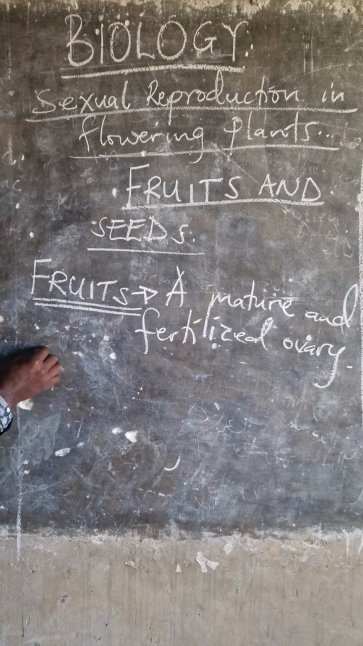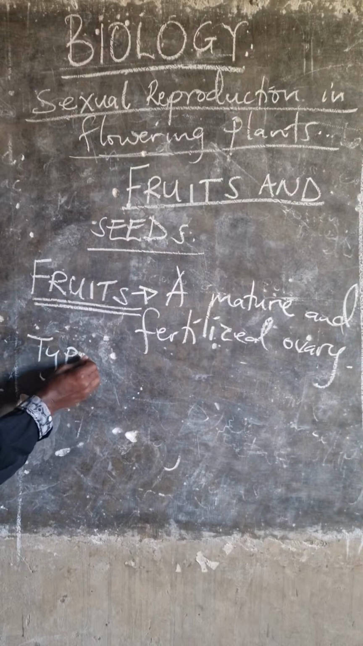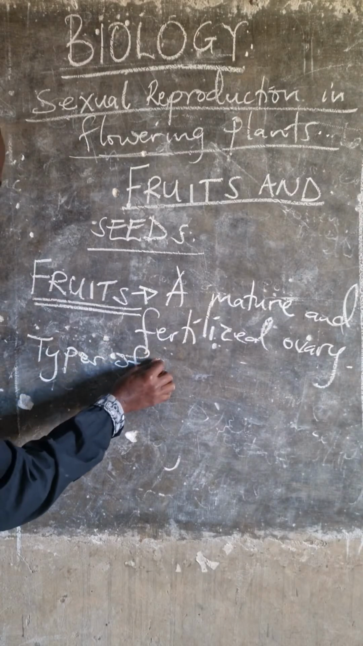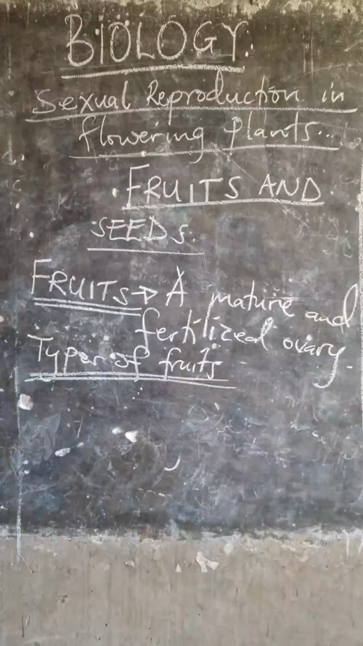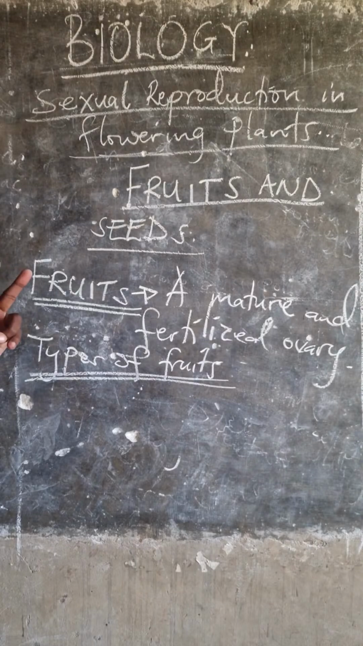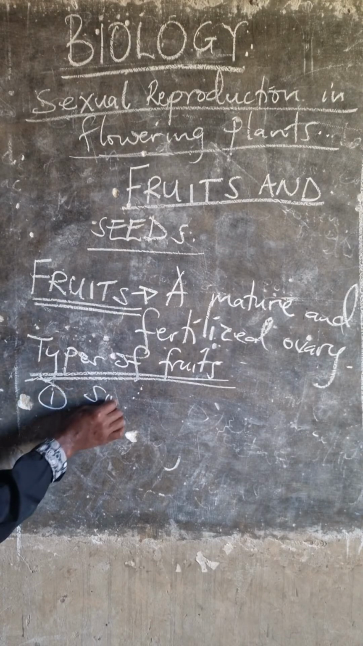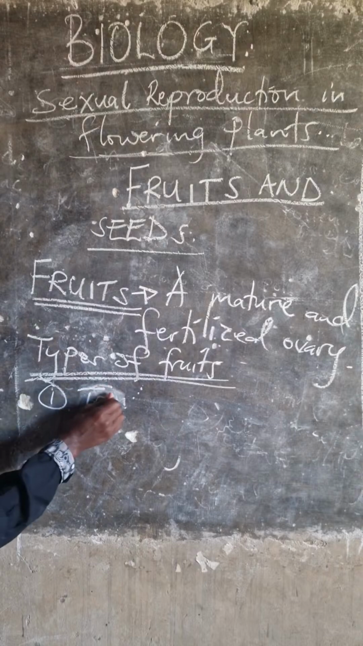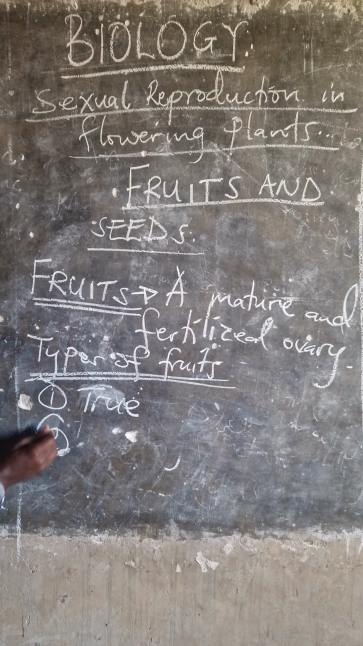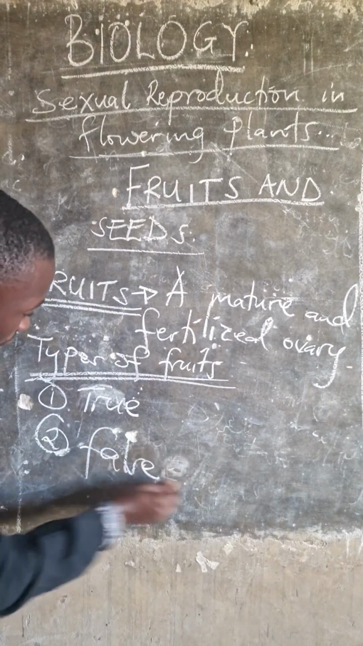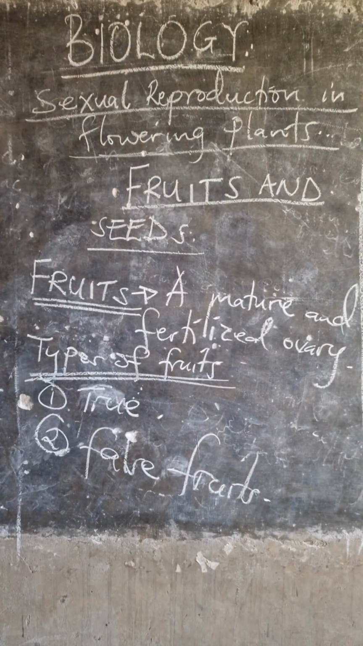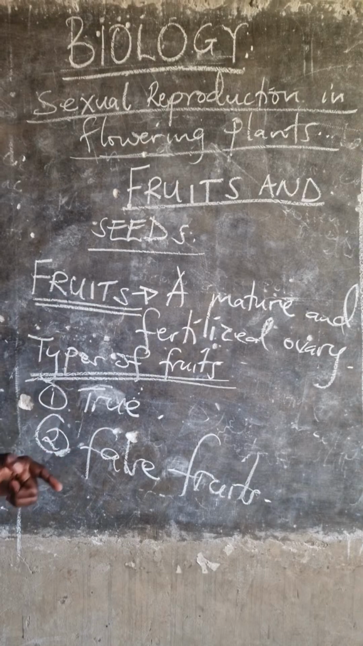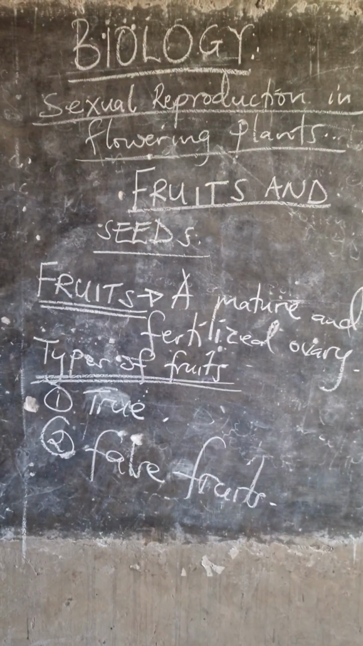We have several types of fruits. The fruits are majorly grouped into two major types. We have what we call true fruits, and we also have what we call false fruits. So we have two major categories of fruits: the true and the false fruits.